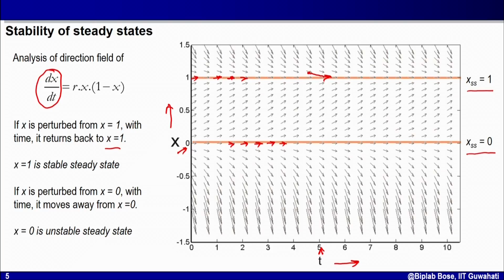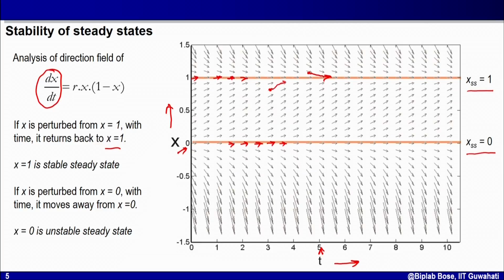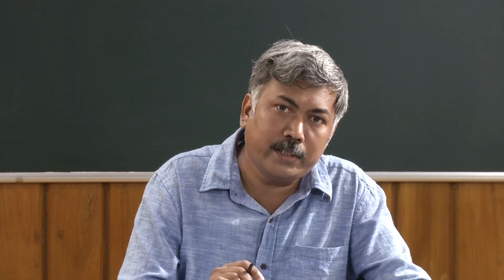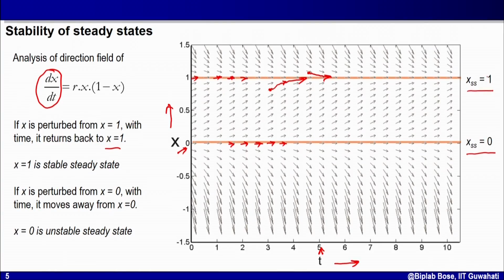Let us take another point. Suppose I am somewhere here at time 3. Now I pull down the value of x slightly at this point. If I leave x, with time x will evolve along this direction field and ultimately settle at x equal to 1. So from both sides of x equal to 1, if I perturb the system, that means if I change the value of x slightly higher or slightly lower, with time x will again come back to the value of 1. That's why this x equal to 1 steady state is called a stable steady state.